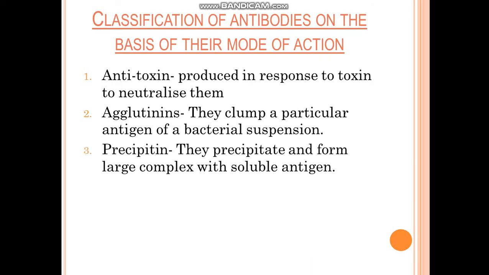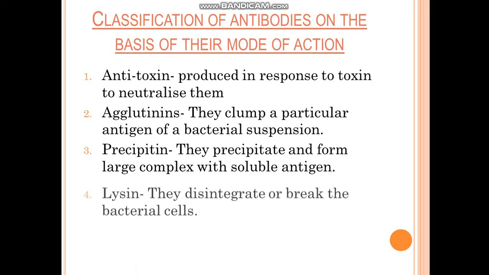The next is precipitin. They precipitate and form large complexes with soluble antigen. These precipitin kind of antibodies go and combine with the soluble antigen and form large complexes, and these large complexes precipitate and stop the activity of the antigen, kills the antigen.